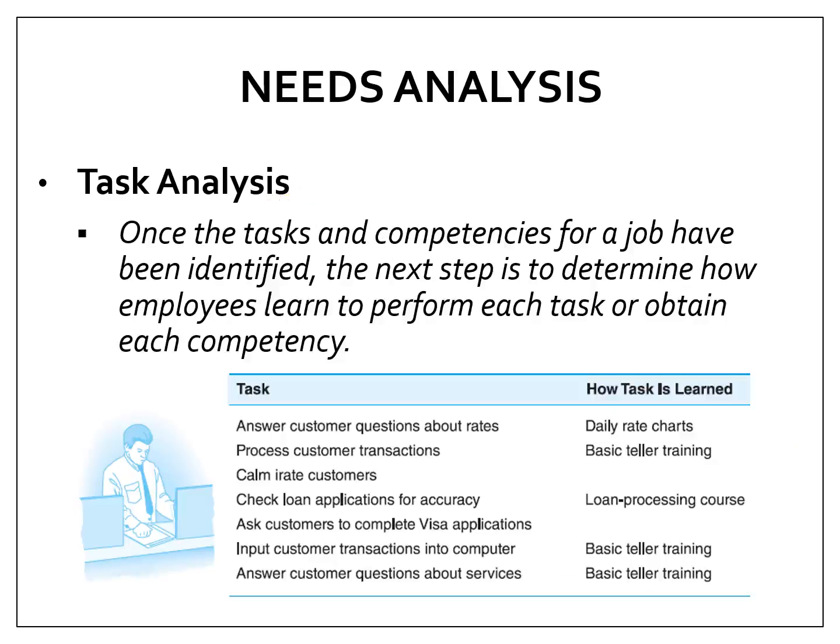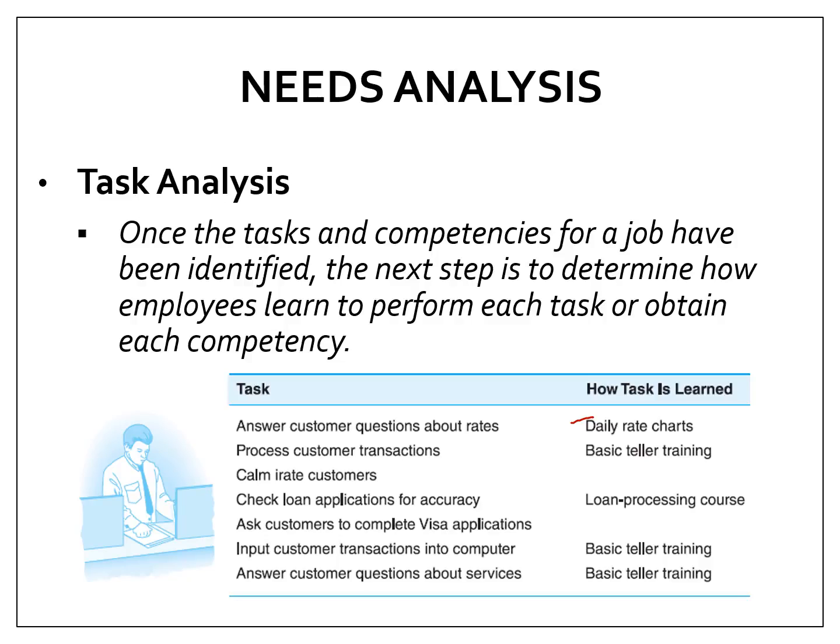Okay, so once the tasks and competencies for a job have been identified, the next step is to determine how employees learn to perform each task or obtain each competency. Okay, so you need to be specific in setting goals in your training. Say, for example, the task that needs to be learned is how to answer questions about rates of your services. Okay, and then to be able to do that, you need to train your employee to understand the daily rate charts.